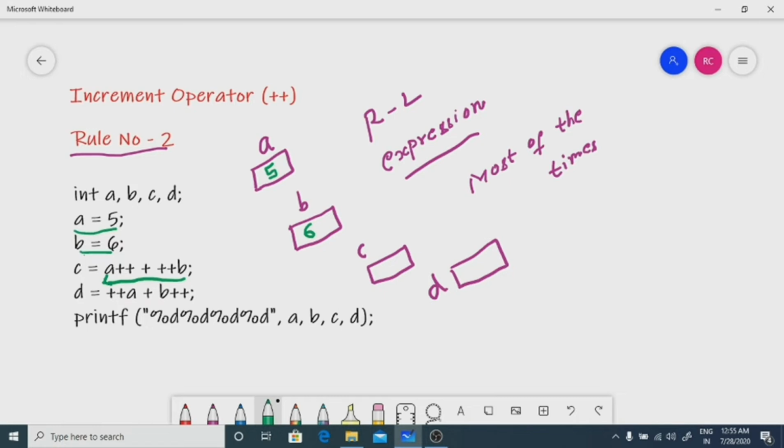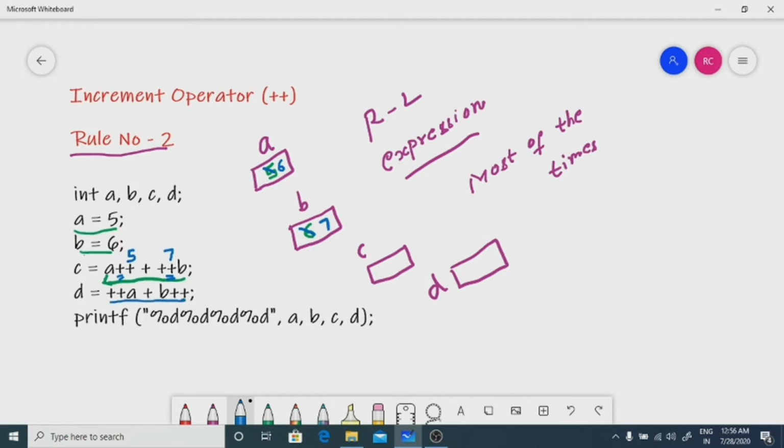Now, plus plus B, if you observe. The first thing is plus plus B means first increment B, so 6 will become 7. Then use it in the expression. Now A plus plus. Plus plus is there after A, so first use the value of A. The value of A is 5. Then increment here, 5 will become 6.